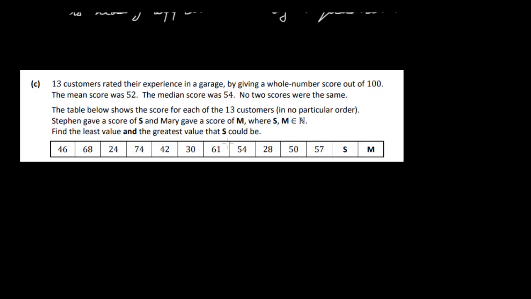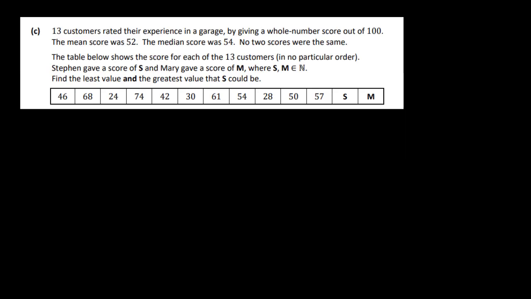Okay, so next one then. 13 customers rated their experience in a garage by giving a whole number score out of 100. The mean of the score was 52. So the mean is 52, and the median is 54. No two scores were the same. So we have these 13 values here. Now we're not given these two up here.